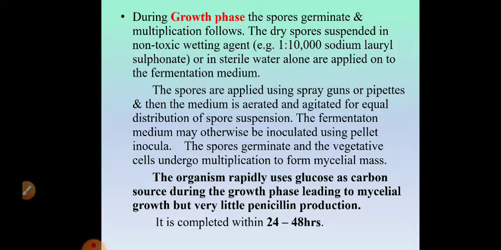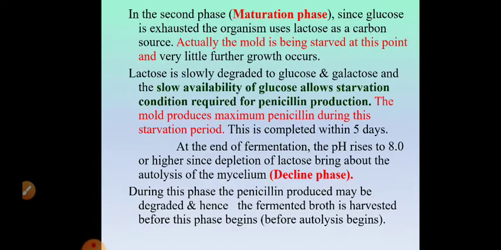But during this phase, very little penicillin production takes place, or rather you can say penicillin production is not initiated during the growth phase. Now this growth phase is completed within 1 to 2 days, that is within 24 to 48 hours. Okay, once after this, in the second phase, which we call the maturation phase, since now glucose is exhausted, the organism uses lactose as a carbon source. But actually, lactose is a disaccharide and it is not readily available to the organism.